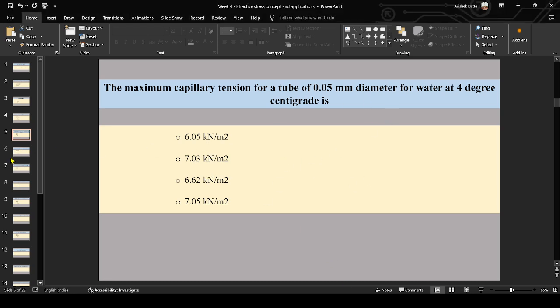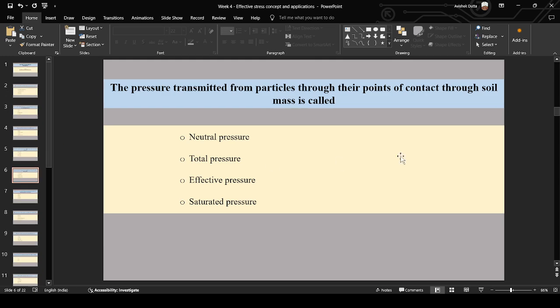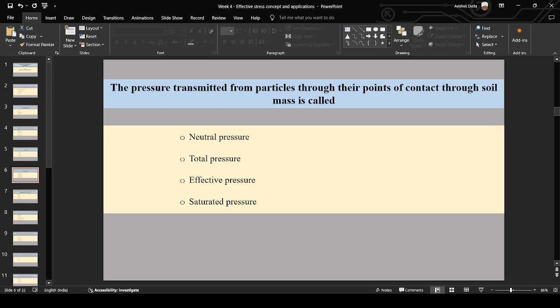Okay, next question. The pressure transmitted from particles through their points of contact through soil mass is called. The options are neutral pressure, total pressure, effective pressure, or saturated pressure.